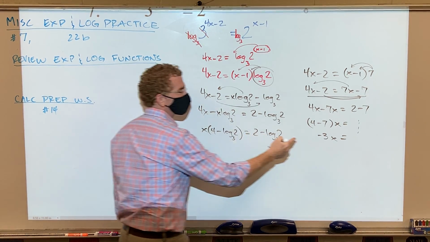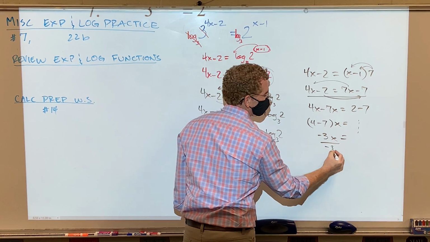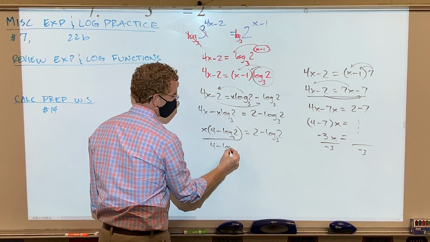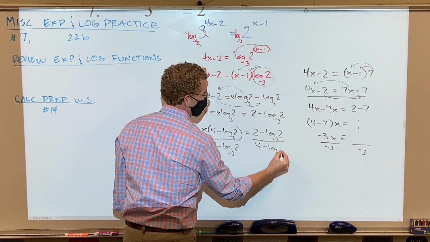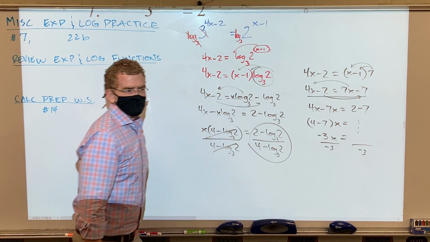And then here, what would be the last thing you did once you factor the x out? You would divide by the rest of that junk just to get rid of it. Well, divide by it to get rid of it. And I would certainly take this as an answer. X equals that ugly thing.